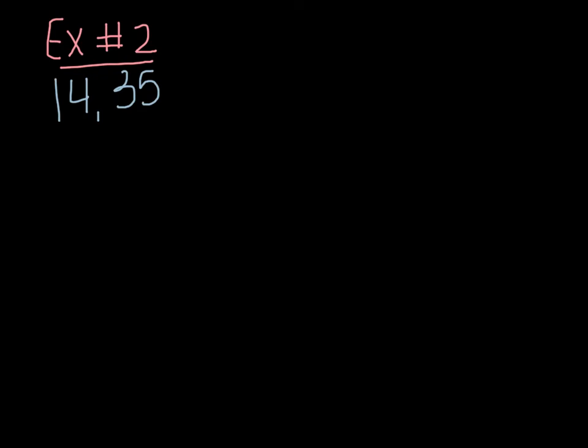Example number 2, we have 14 and 35. So let's go ahead and list the factors of 14. 1 times 14, 2 times 7, and that's actually going to be it for 14. So we're going to write those out. 1, 2, 7, and 14.